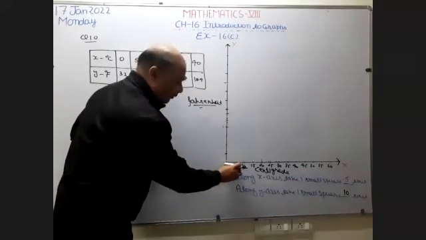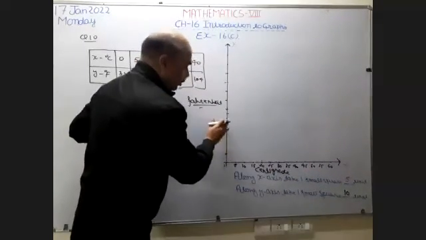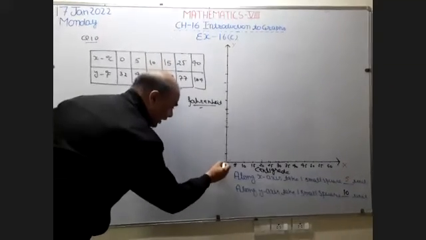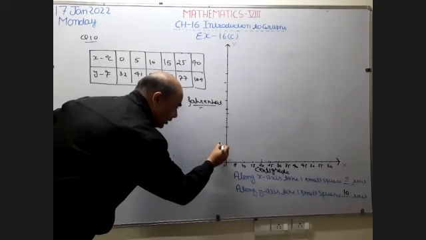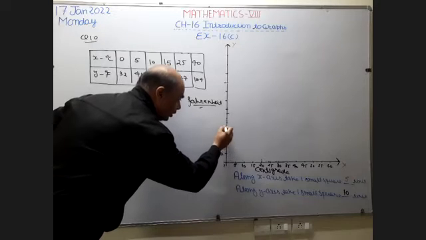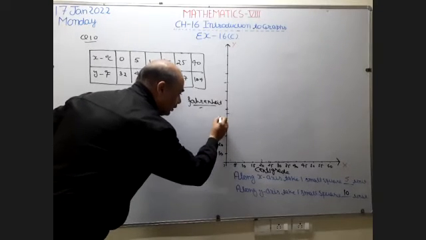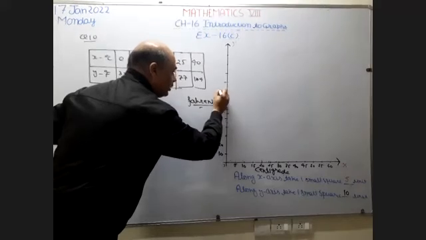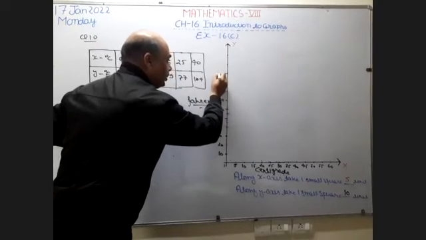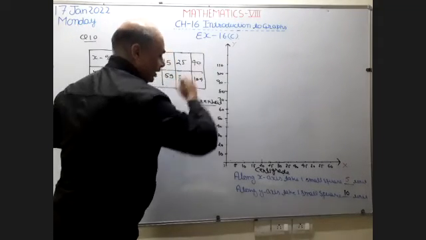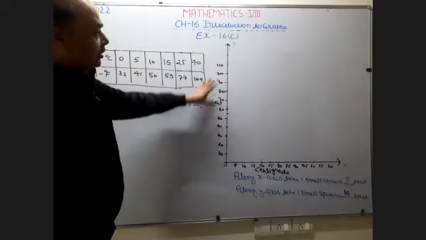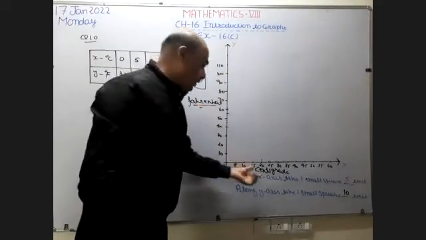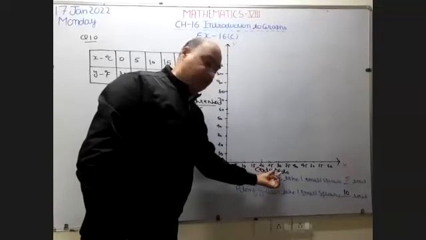So first one is 5, 10, 50 and so on. Now along the y-axis I take one unit equal to 10 units. So it's going to start with 10. After 10: 20, 30, 40, 50, 60, 70, 80, 90, 100 and 110. This y-axis is going to be represented by degrees Fahrenheit, and this axis is going to be represented by degrees centigrade.